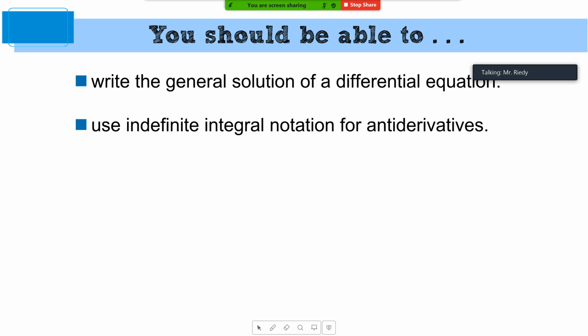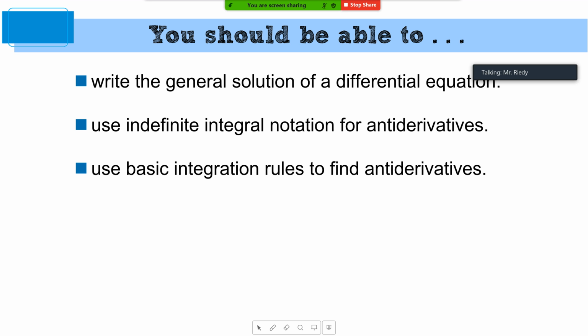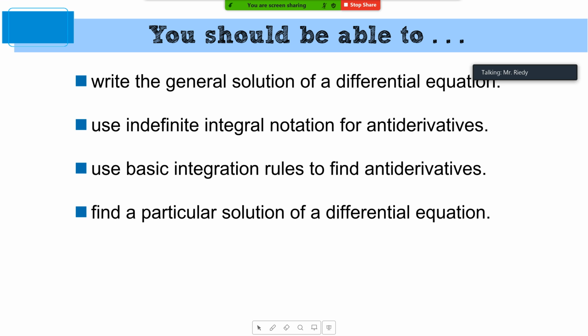We're going to talk about something called an indefinite integral and make sure that you understand all the notation associated with that indefinite integral. We're going to come up with some basic rules on how to do this, just like we did with derivatives. So there's an analogy between what we did with derivatives and what we're going to do with antiderivatives. Then we're going to talk about how to find a particular solution, because notice the first one is a general solution. This one is a particular solution. I'll explain what that means.